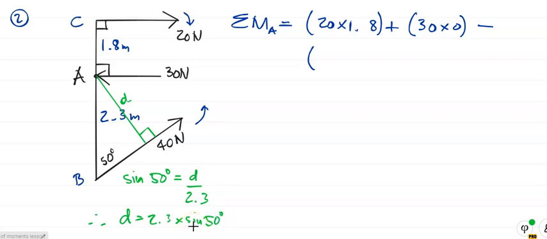I can work out the answer, but I'm going to use it as it is, because when I use it in the calculation I'm only going to work it out there, and I'll get a slightly better answer. Right, let's take moments.